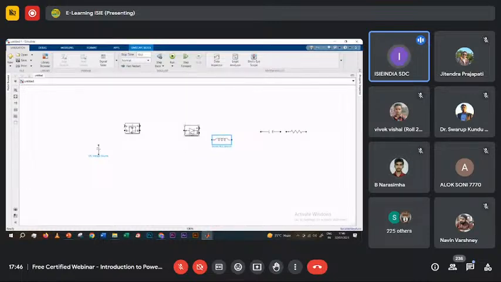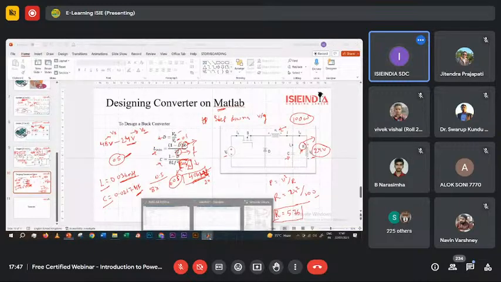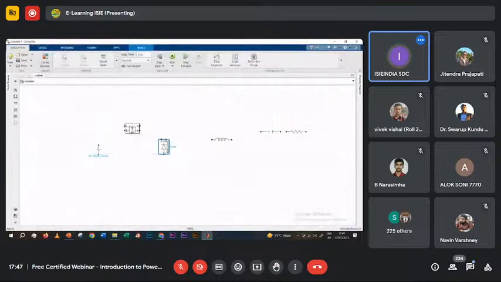Now we'll connect the circuit according to the circuit diagram. Here you can see the switch, diode, inductor, capacitor, and resistance. We have the resistor.